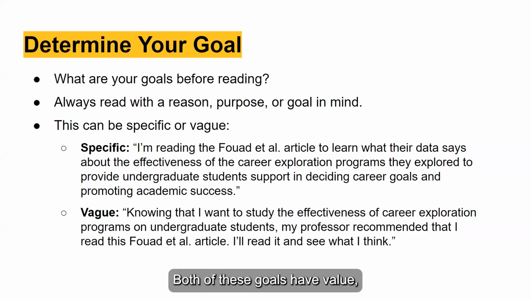Both of these goals have value, so don't feel the need to add a specific goal for your reading if you don't have one. Vague goals work just fine. Once you have a goal or a reason for reading what you're reading, you can move on to the next stage.